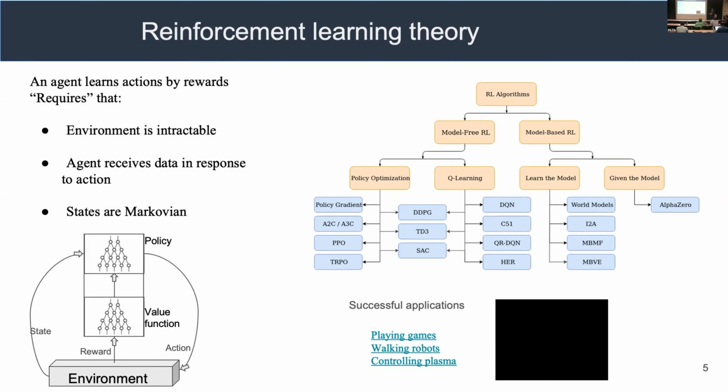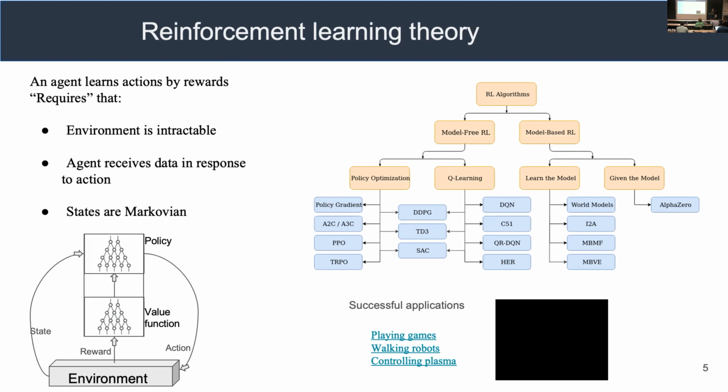You've probably heard of reinforcement learning. It's been quite successful in recent years. It's been used for playing games like chess or AlphaGo, or for walking robots. There's a little animation there, but that doesn't work. And quite recently, there's been some good success with controlling asthma as well.